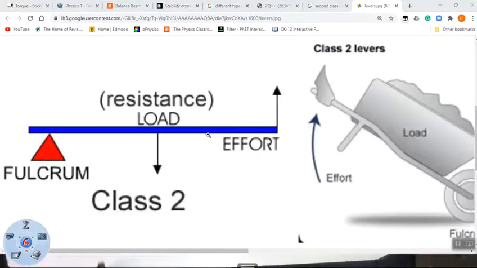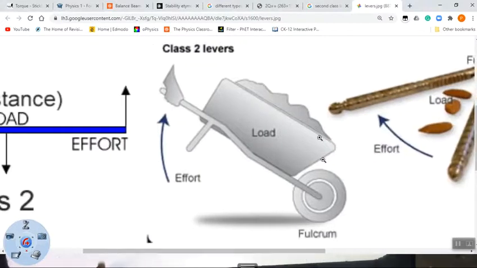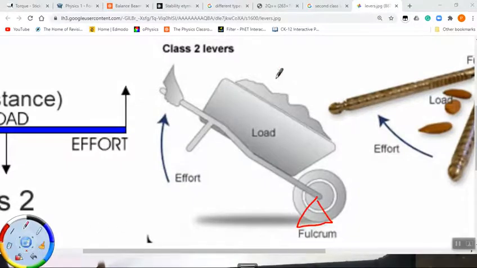Class 2 levers would be where our pivot is in the front, our load is in the middle, and our effort is at the back. A classic example of that would be a wheelbarrow. Our pivot, or our fulcrum, would be here. My force downwards is here and my force upwards is there, and my upwards force is further away from my pivot, so therefore I have to use less force.